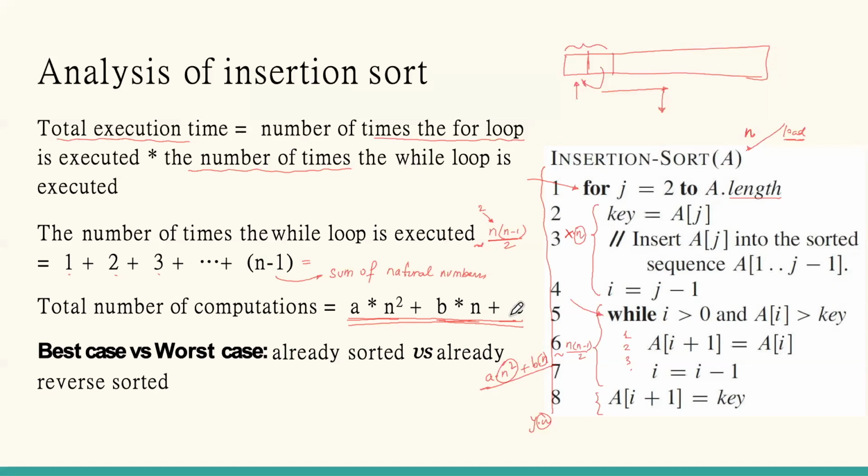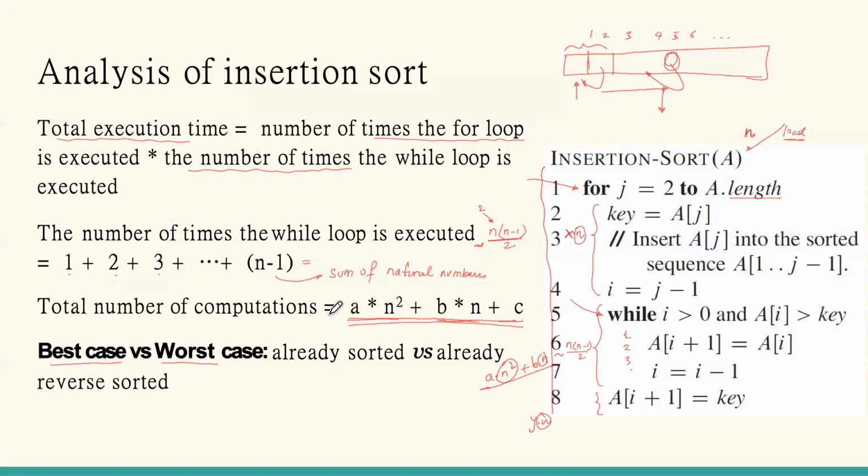Now there are best-case and worst-case scenarios. If the list is already sorted, say 1, 2, 3, 4, 5, 6 and so on, then as we pick the key from our list, we only need to go one step back to place it in the right place. We don't need to go all the way down. In other words, this while loop does not need to be executed more than once. So if the list is already sorted, then the running time becomes better.